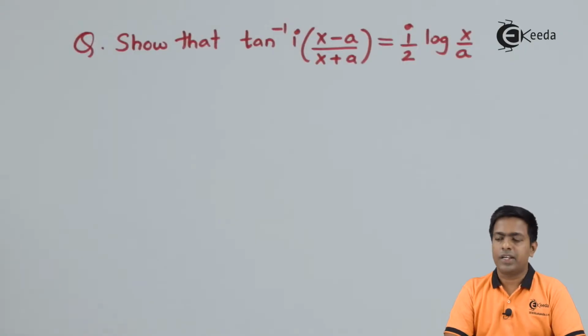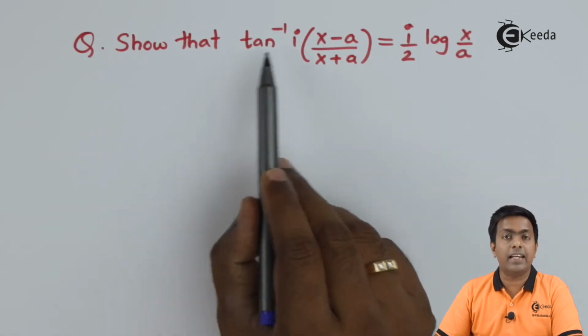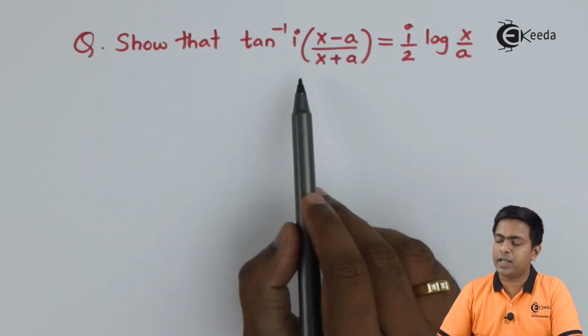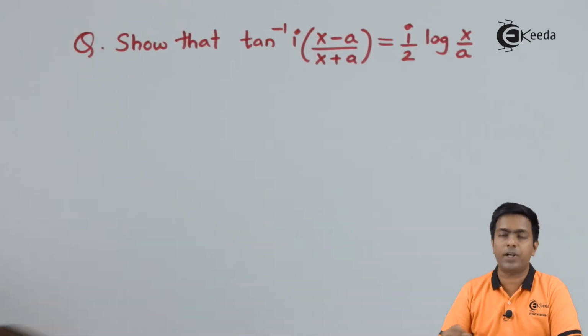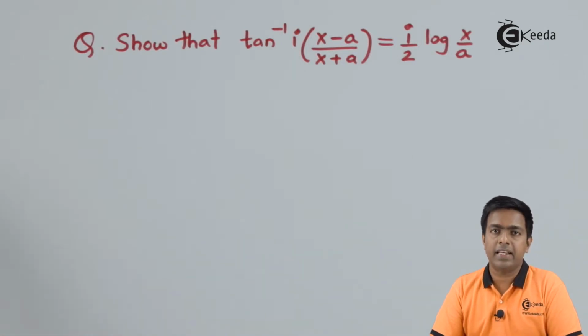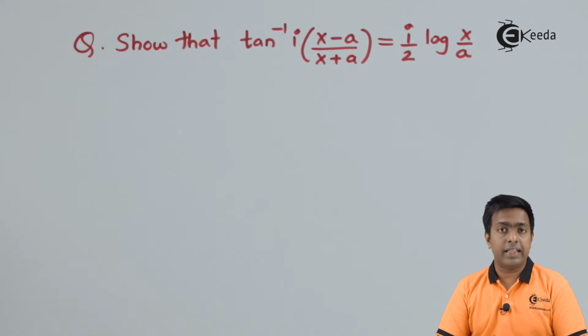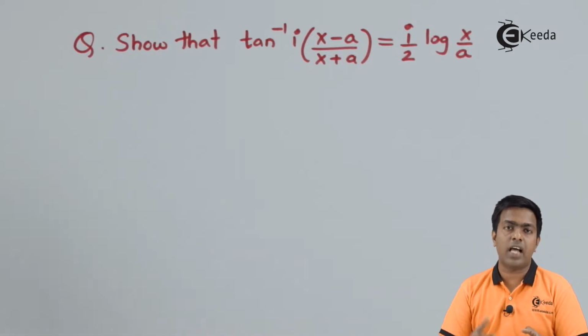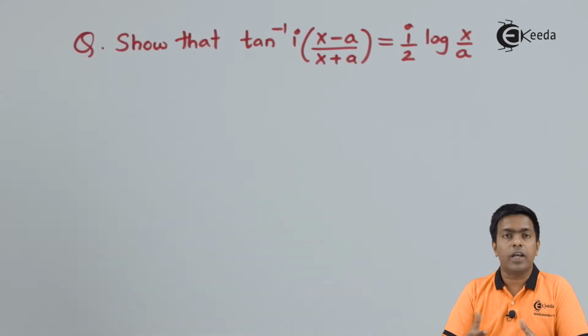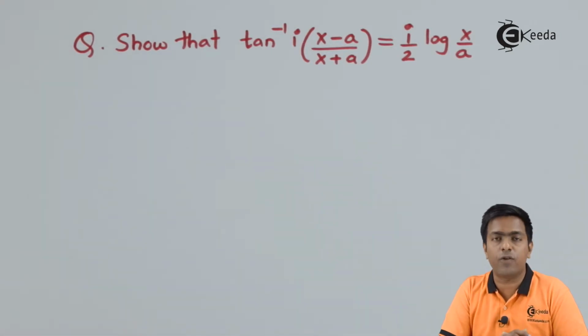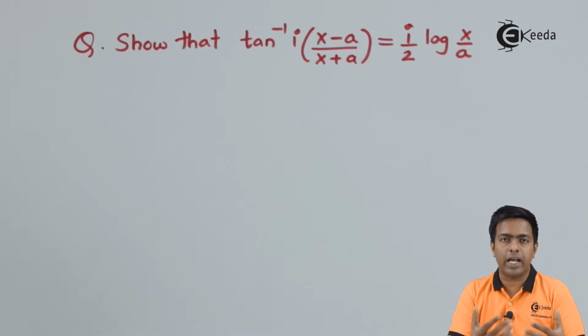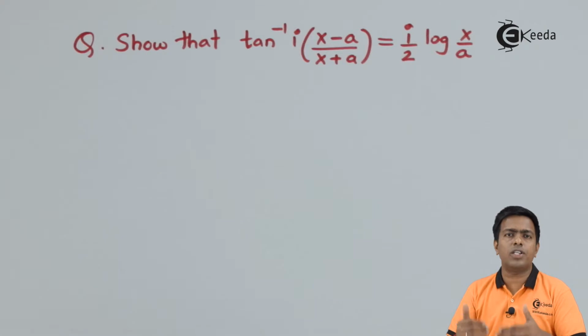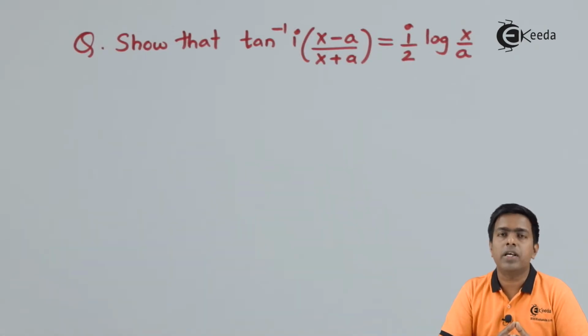Now here we have to show that tan inverse of i times (x minus a) upon (x plus a) is equal to i by 2 log of x by a. If you observe, there is no inverse hyperbolic term here. So how will we solve it using the formula of inverse hyperbolic function? That formula is not present right now, but as we go ahead with a few steps, we might require it.